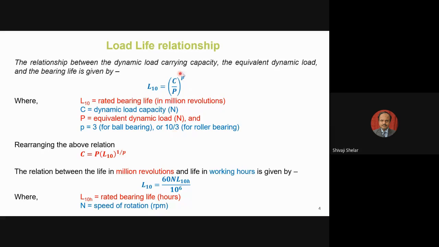So if you reorganize this term for the determination of dynamic load capacity, capital C, we can write down this relation: capital C is equal to P into L10 raised to 1 by p. So this p will come on this side, so it will be raised to 1 by p, and P will be multiplied here. Where P is the equivalent dynamic load in Newton, L10 is the life in million revolutions, and p is the constant depending upon the rolling element.